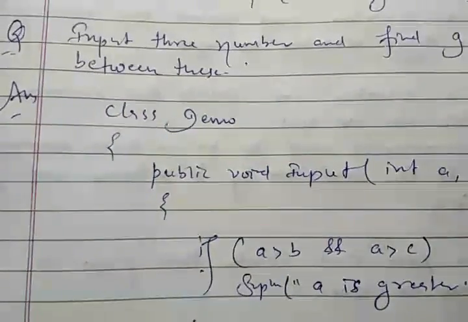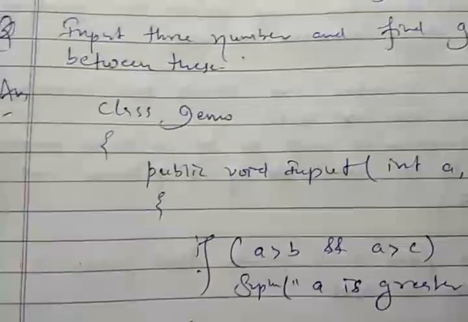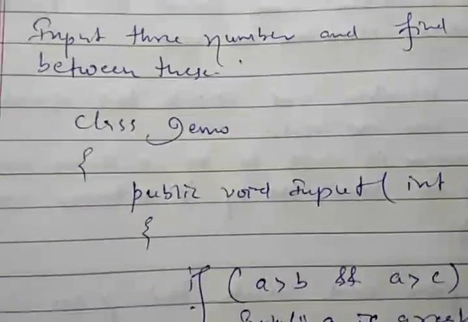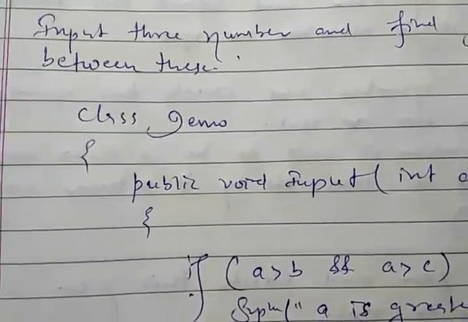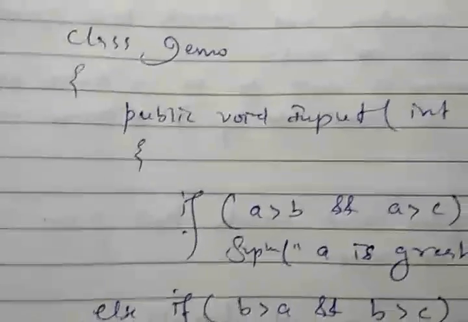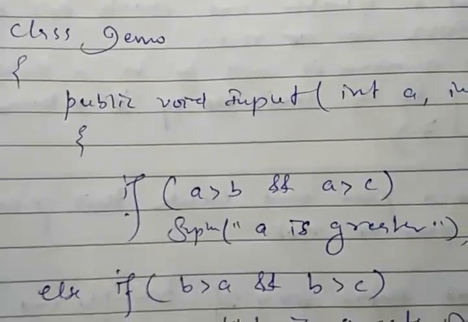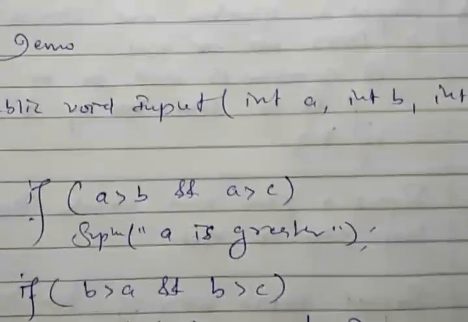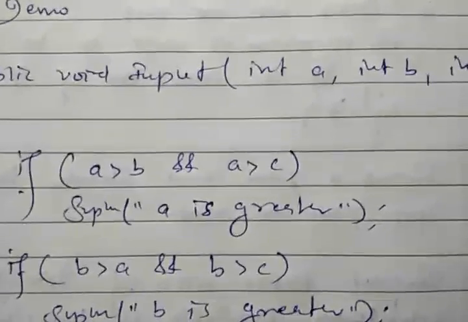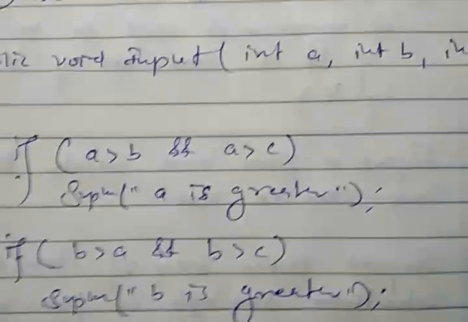This is one more example. Here we are using multiple if else statements. Input three numbers from the user and find the greater number among them. So this is the complete program. Class demo, public static void main, and here we are inputting three numbers, and the numbers are in the integer variables a, b and c.